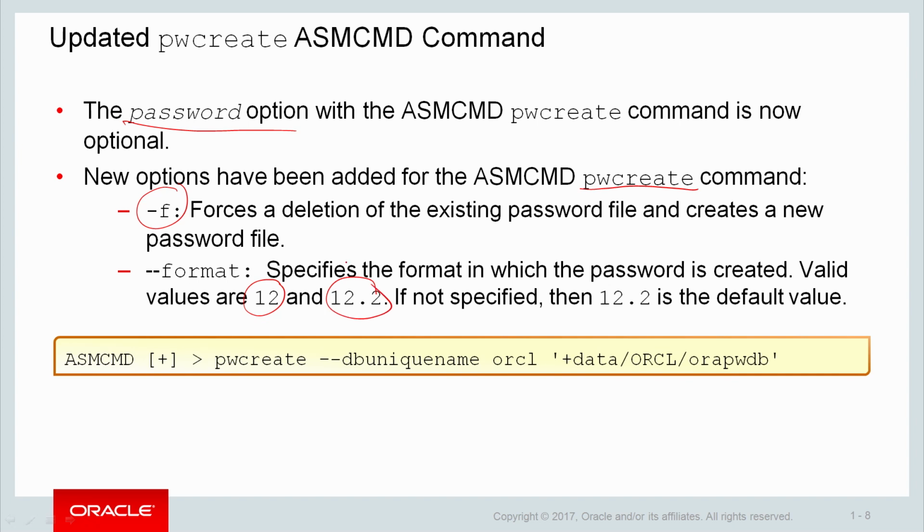If you don't specify the format option, you will get a 12.2 password file. But if you want to use a 12 password file, you need to specify format and specify that you want version 12 of it. So here we've got pwcreate. It's for the database ORCL, and the location of the password file will be the plus DATA disk group, the ORCL database, or a PWDB.